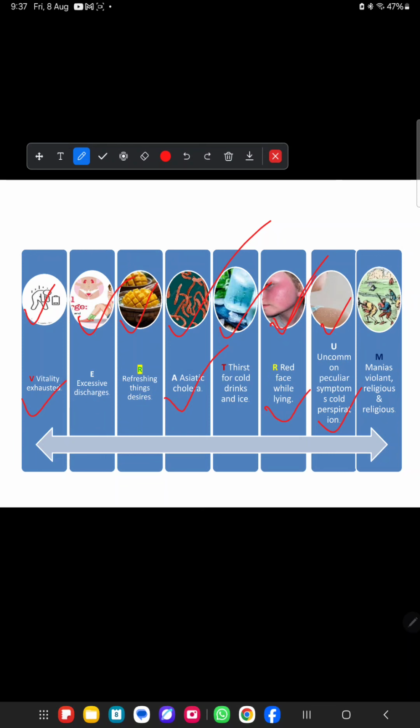So you can see in the pictures, V for vitality, E for excessive, R for refreshing, F for Asiatic, T for thirst, R for red face, U for uncommon, and M for mania. Just try to remember. Don't get confused.